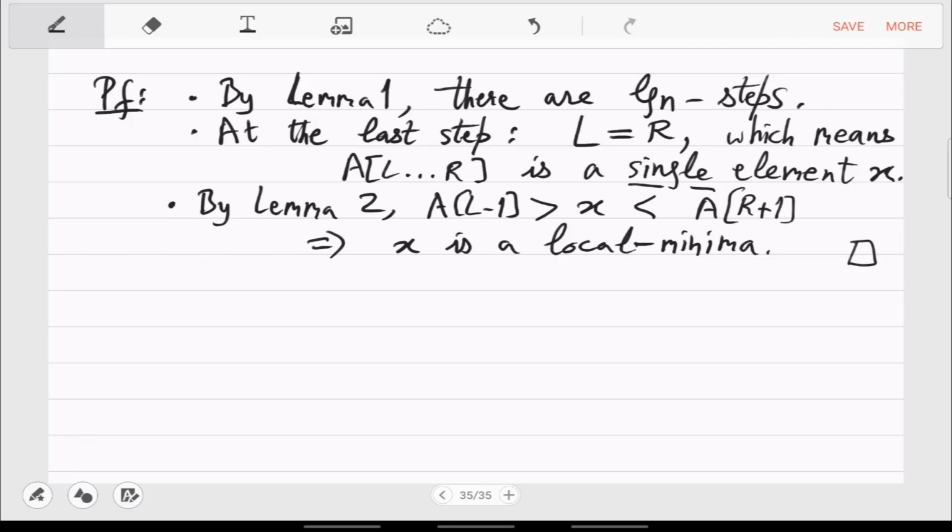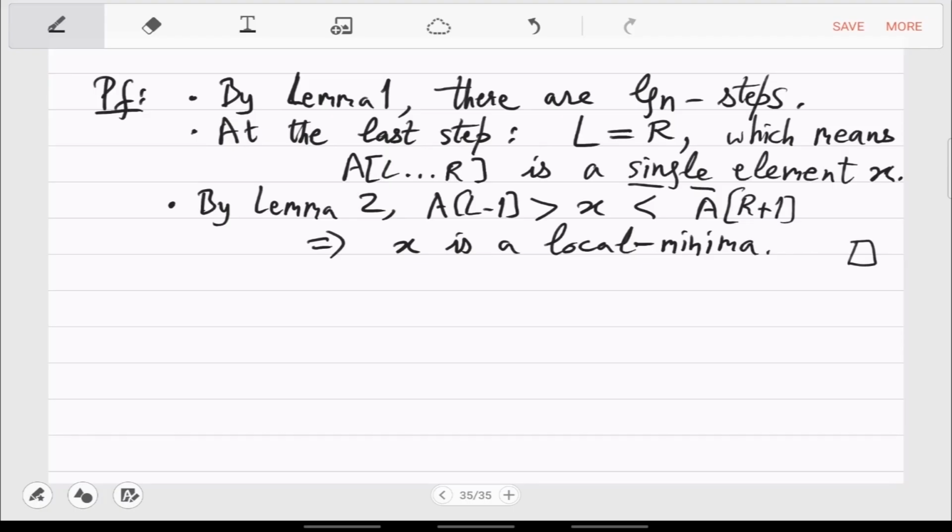You have two lemmas, each sounding very simple. But still, when you prove it, you will see you have to give a proper proof. And then those two lemmas give you, after several applications, something brilliant, that this single element is actually a local minima. Because it is at L, and if you look at L minus 1 or L plus 1, both are bigger. So it's a super fast algorithm to find local minima in an array.